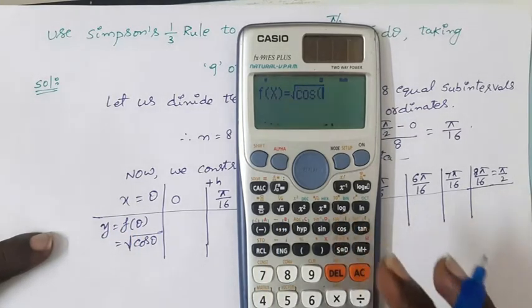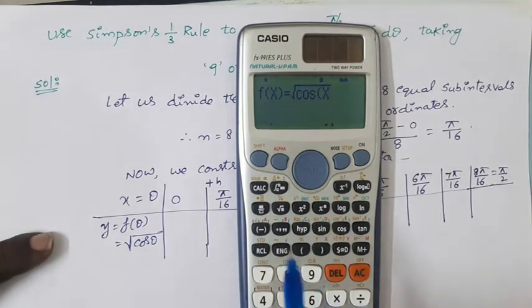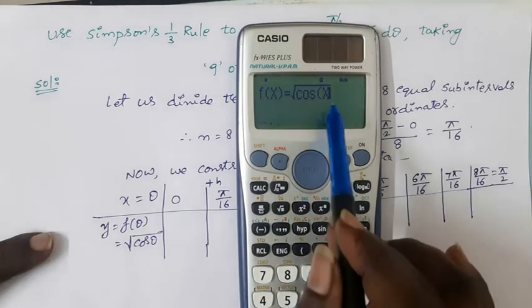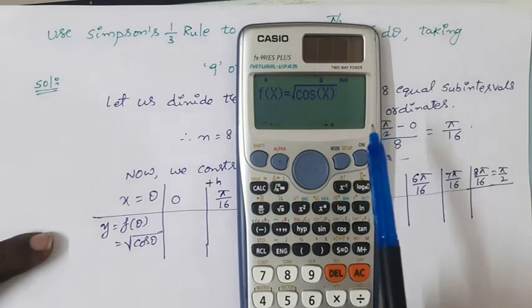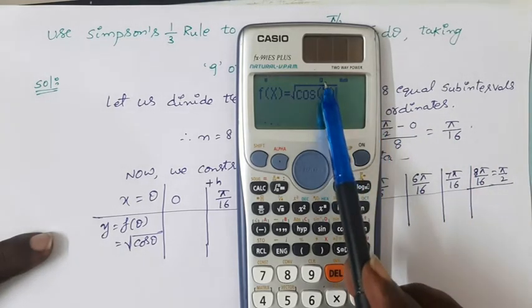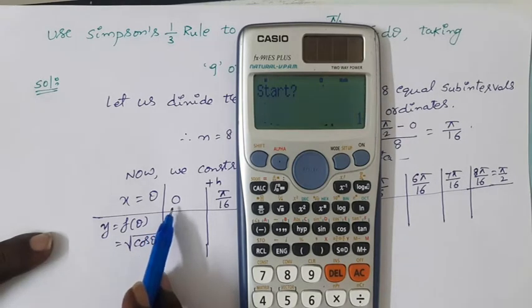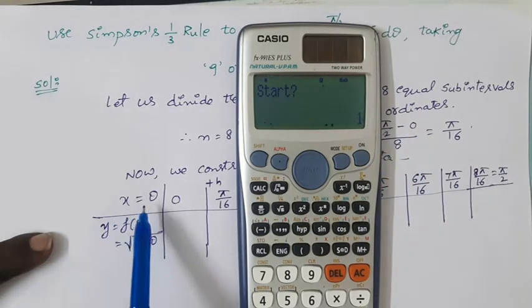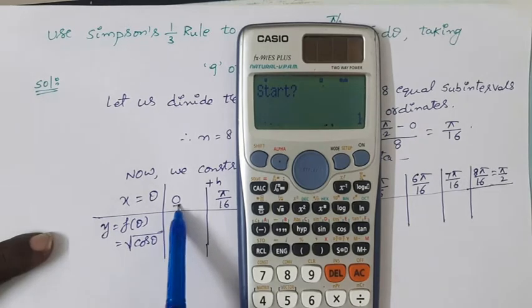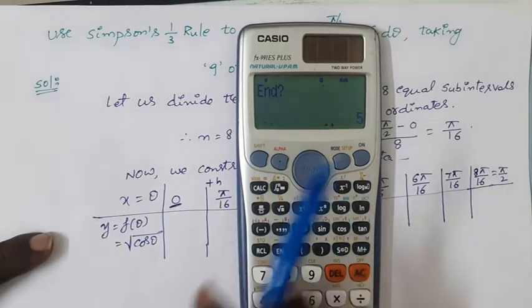Cos of, you can use this RCL button, otherwise you can use alpha and this button. You will get x here. Close the bracket. So this is the given function. Don't forget one thing. Since the given function has a trigonometric term, you should keep your scientific calculator in radians mode. Equal to. What is the starting value of x? By default here we have 1, so you should write the starting value of x, which is 0. Equal to. What is the ending value of x, which is pi by 2.